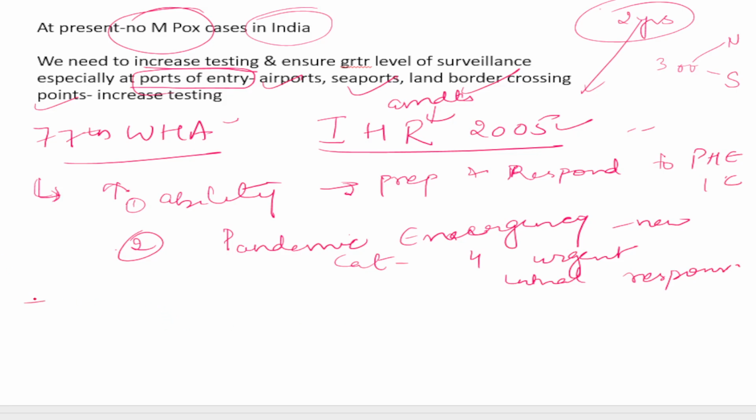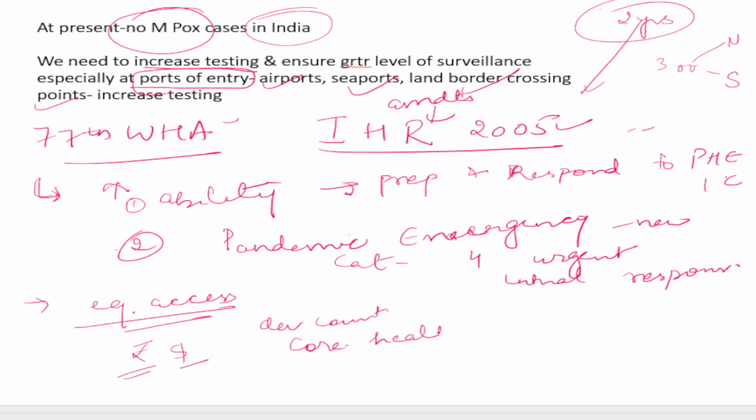Then these amendments aim to ensure equitable access to health products during a health emergency. So all countries should get vaccines and medicines equitably. And they aim to mobilize financial resources for supporting developing countries in building and maintaining core health systems. Developing countries should be supported to build core health systems like hospitals, etc., and also the health capacities required under the International Health Regulations.